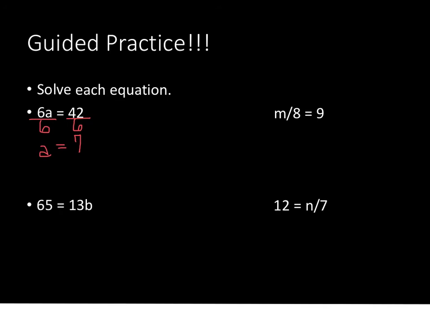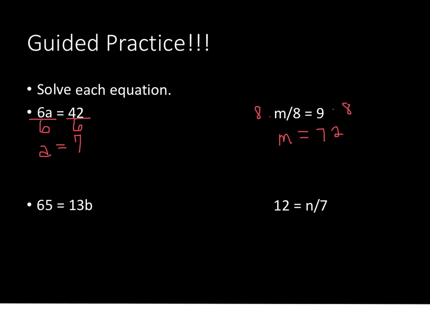Same thing here, I have m divided by 8 equals 9. So I'm going to multiply by 8 to give me m by itself, but then I need to multiply by 8, and 9 times 8 is 72. And sure enough, 72 divided by 8 gives me 9.